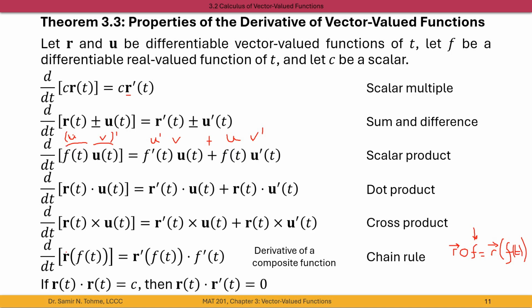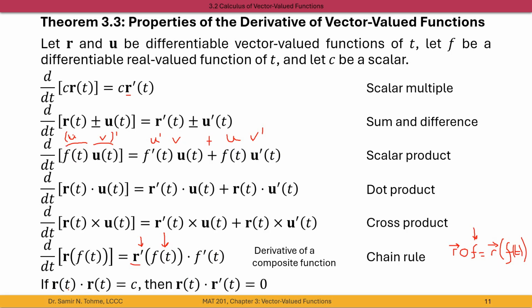Now we want to do the derivative of a composite function. So the first thing you need to do before doing the derivative of r is to replace f in r. Then you do the derivative of r. So this is the derivative of r of f of t times the derivative of the real function, or the derivative of f.